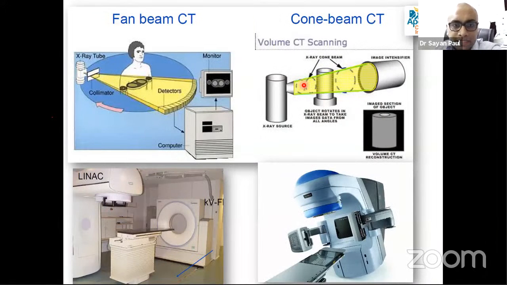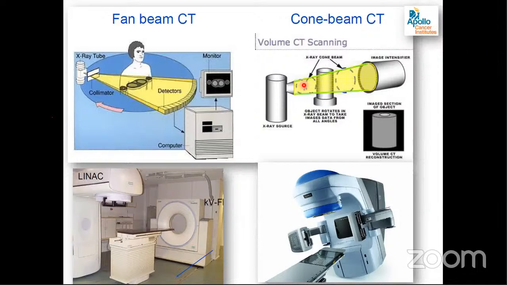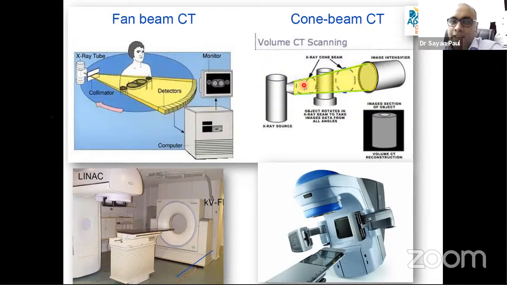So what is fan beam CT? Fan beam is like when the X-ray is coming like a fan in slices, like a normal CT scan machine. And the detector detects the fan X-ray and generates the image, like a normal CT scan. It's in slices. And what is cone beam CT? It is a volume CT scan. The entire volume is scanned in one rotation. And then the computer reconstructs the image digitally and gives you the slice by slice CT scan.